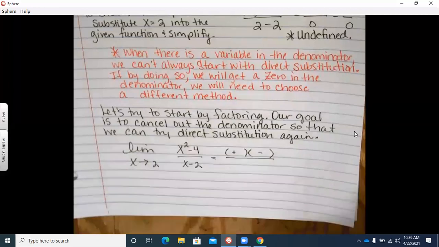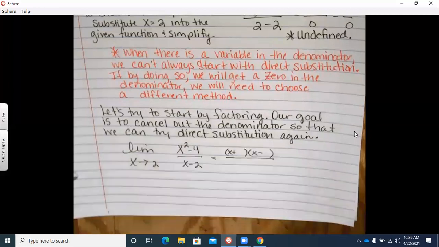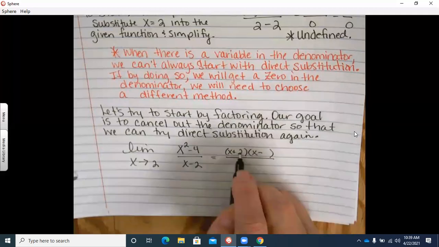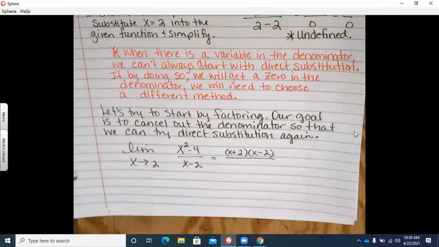The first term in each set is the square root of the first term. What's the square root of x squared? X. The second term in each set is the square root of the absolute value of the second term. What's the square root of 4? 2. So if we multiplied that all out, we would get x squared minus 2x plus 2x minus 4. The two middle terms would cancel. That'd give me x squared minus 4, correct?